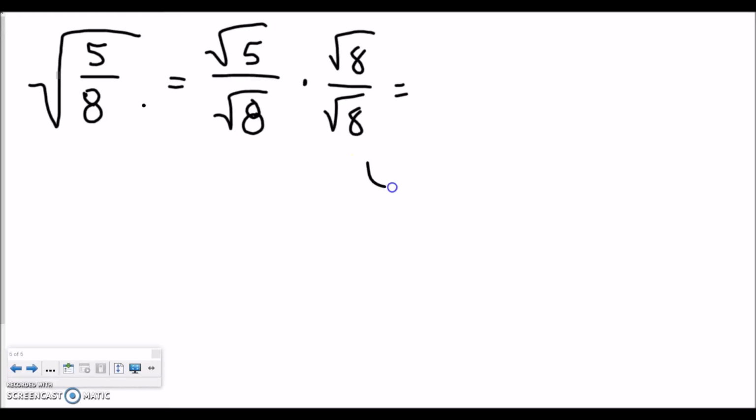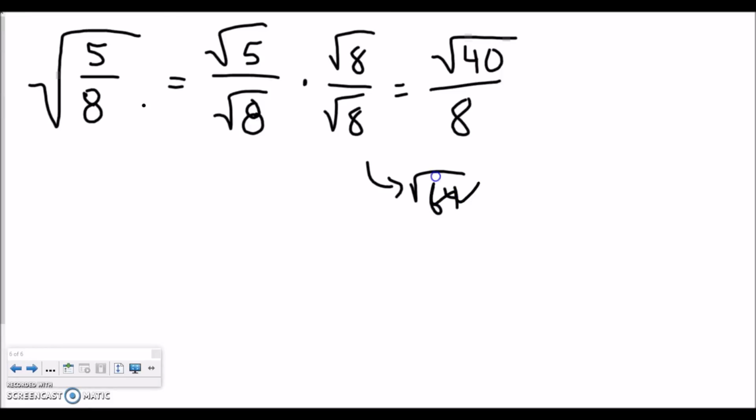For our denominator, square root of 8 times square root of 8 is square root of 64, and that is just 8. And this should always happen. This should always get rid of our square root and just be that number. On the top, square root of 5 times square root of 8 is square root of 40. Now you should be saying something in your head about, hey, I think square root of 40 breaks down. And it does. Square root of 40 breaks down to square root of 4, square root of 10 over 8.